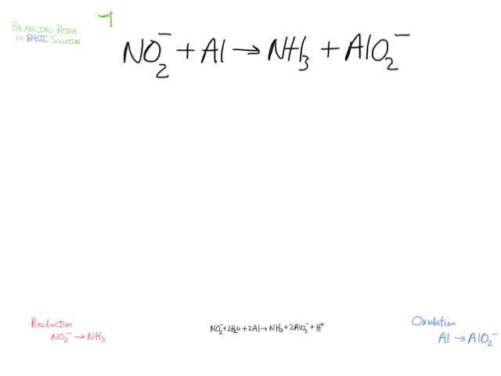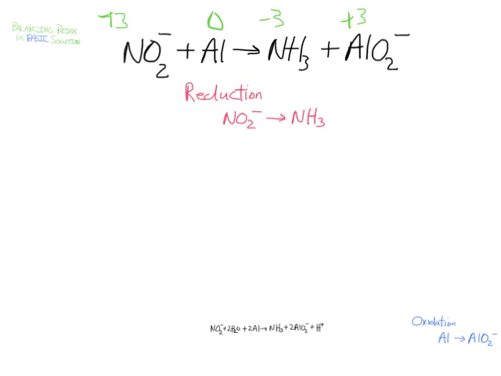The nitrogen here is going to be +3, aluminum is 0, the nitrogen in ammonia is -3, and the aluminum here in the oxide compound is +3. So you can quite clearly see that the nitrogen is going to be getting reduced and the aluminum is going to be getting oxidized. So let's go ahead and play with those half reactions.